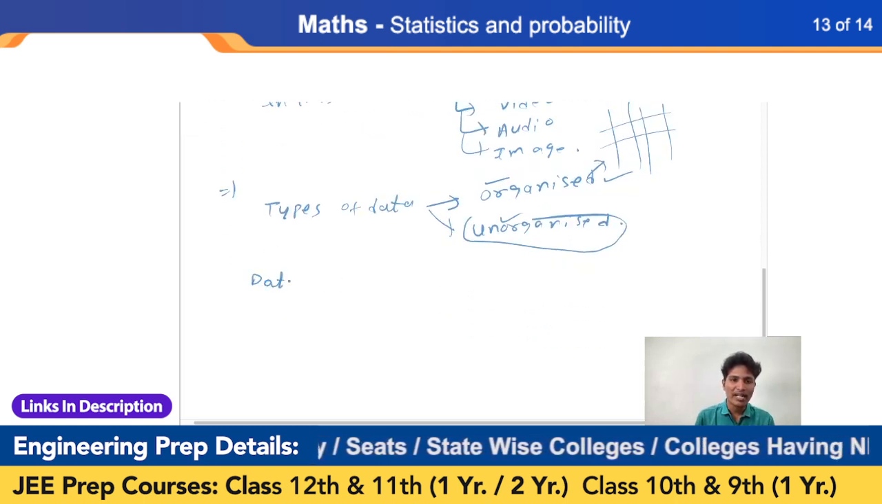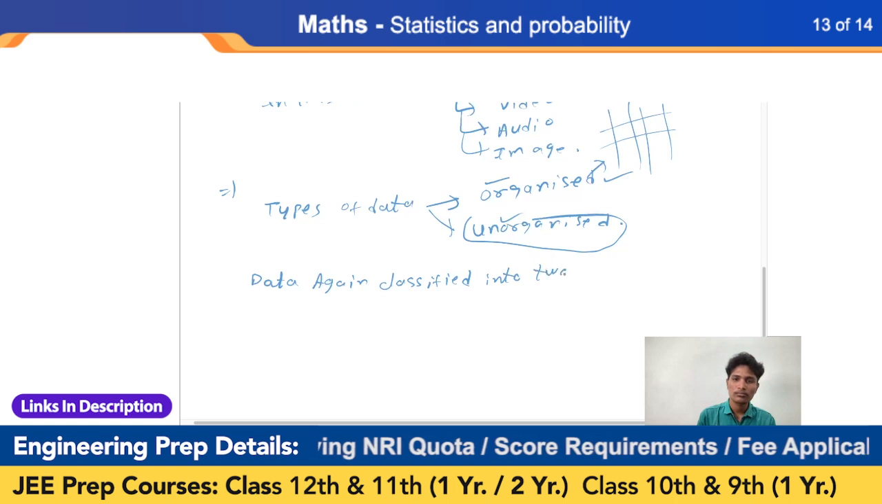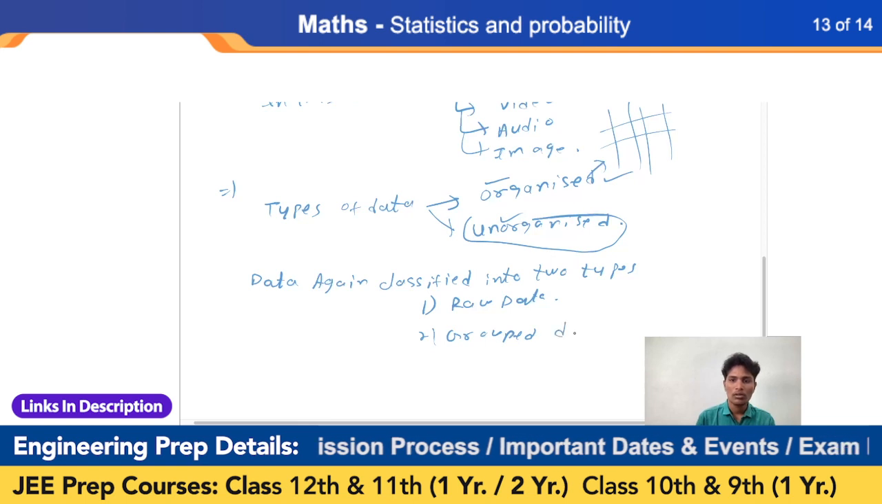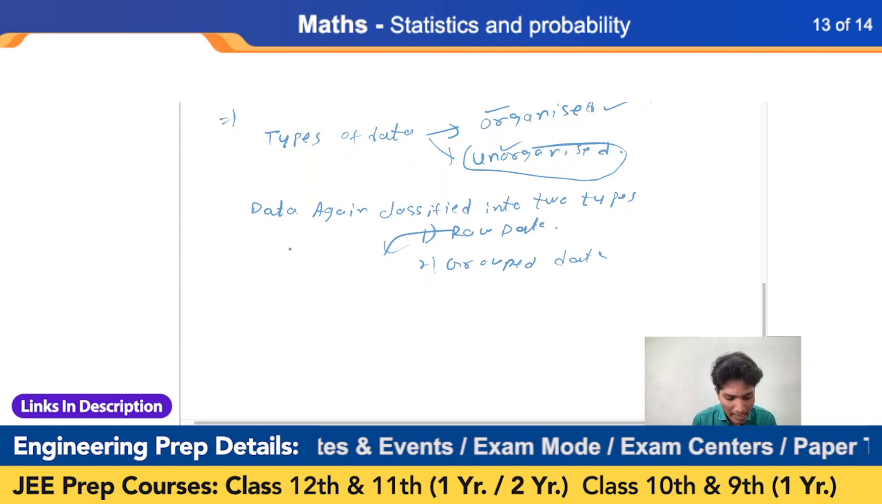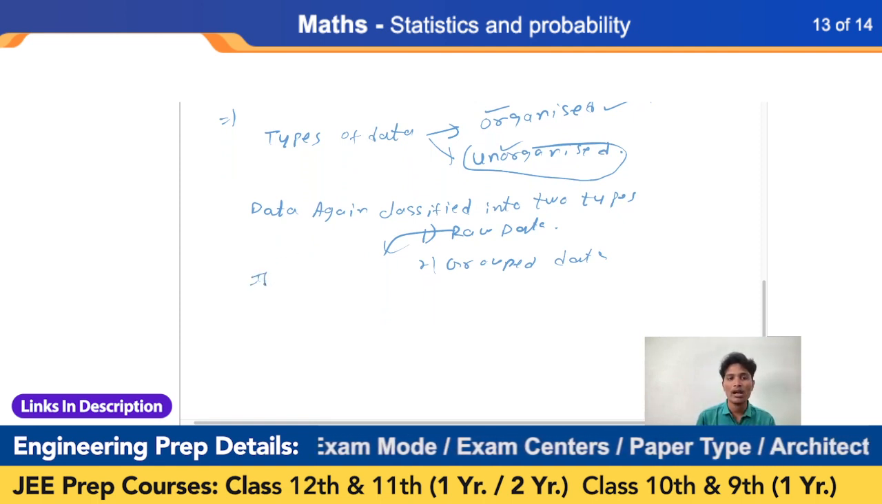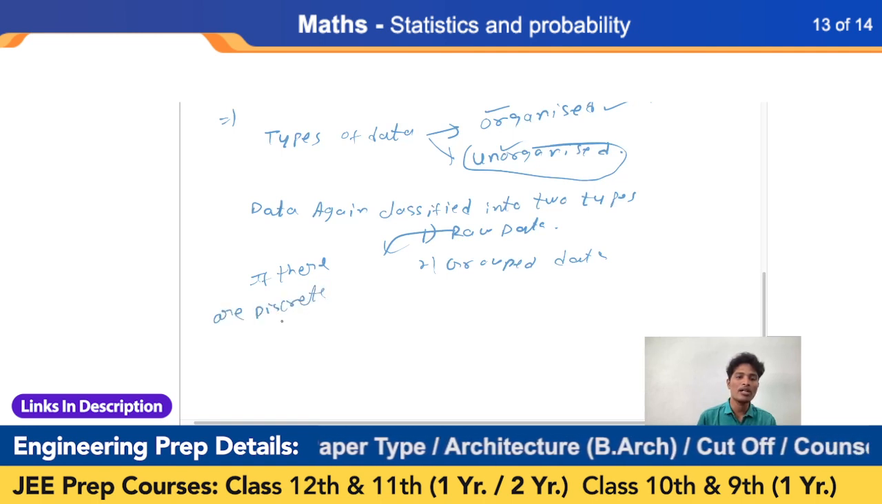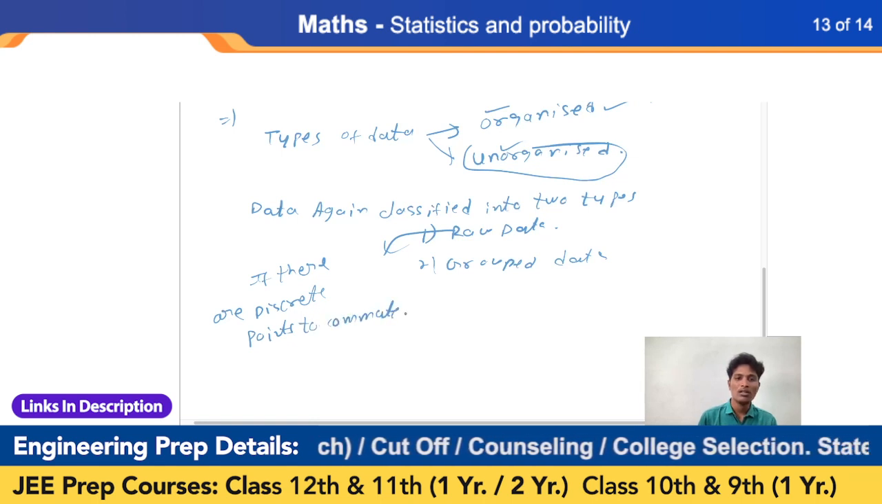Data is again classified into two types. The first one is raw data, and the second one is grouped data. What is raw data? You have to understand raw data. The book's definition is given as discrete points of data to compute. If there are discrete points given to compute, the data is called raw data.